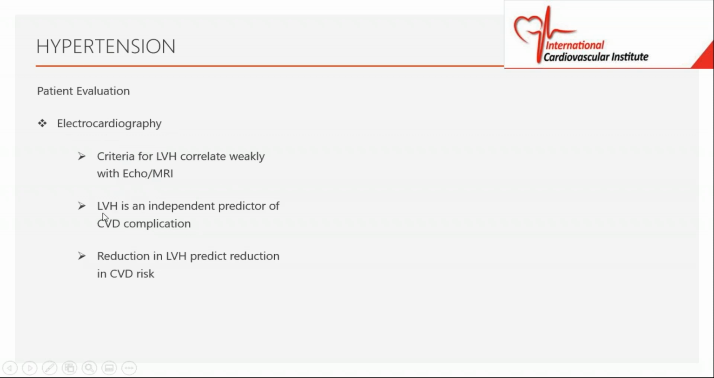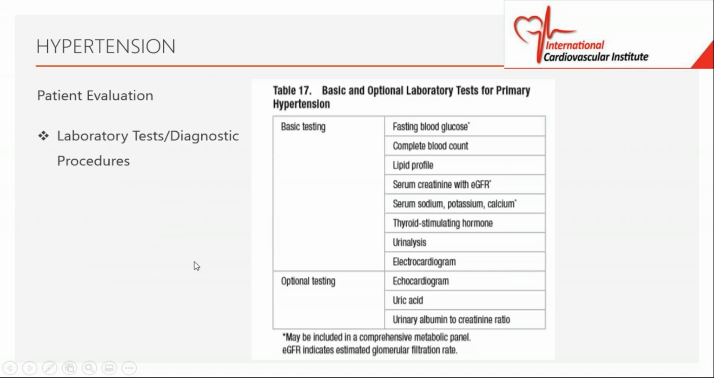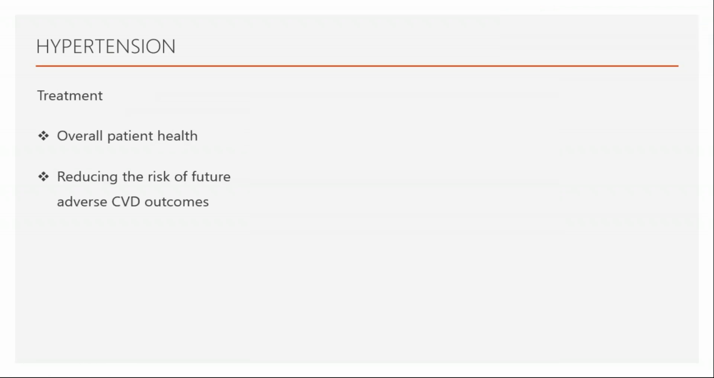However, left ventricular hypertrophy is an independent predictor of cardiovascular complications. So if the patients have LVH, it's a bad thing. It suggests that they can have some type of cardiovascular complication. And so you should try to reduce LVH to reduce risk. So we went over the blood tests. It's important to get the necessary tests.